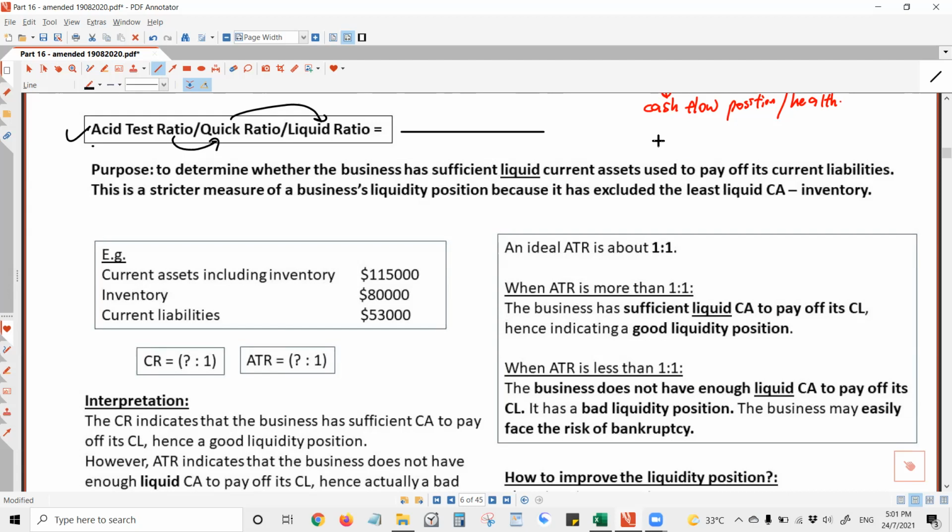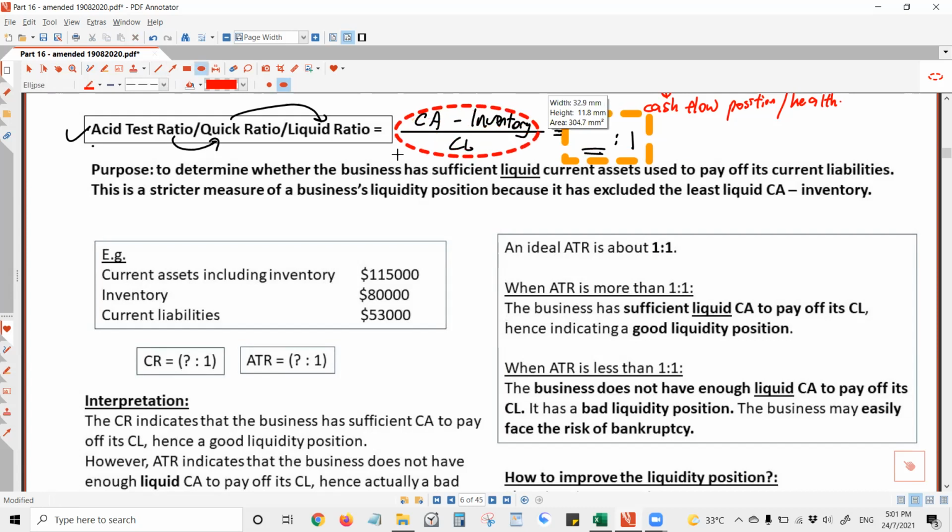Okay, so you should have copied. This is a fraction as well. CA minus inventory over CL, right? Equals to a ratio as well. The number on the right is always 1. The number on the left is the result of doing the calculation here. So CA minus inventory divided by current liability, then you write the number on the left of the ratio. Okay, that's the answer.